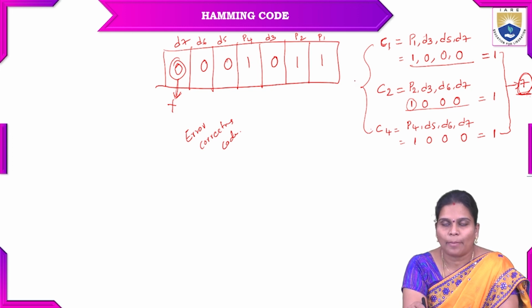In this session, we discussed the Hamming code, parity code, error detecting, and error correcting code.